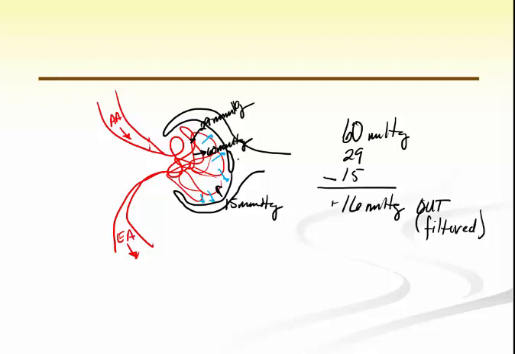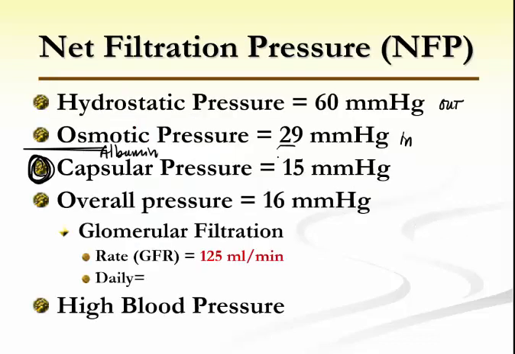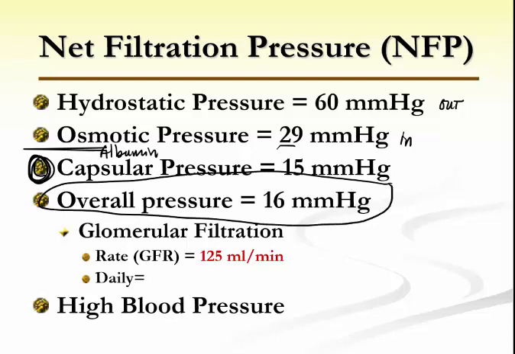And will leave the bloodstream and enter the tubular system of the nephron. So the overall pressure is going to be 16 millimeters of mercury out, collected by Bowman's capsule and routed into the tubular system. Now, glomerular filtration happens at a rate as well, so the pressure contributes to the rate. And so the rate is how fast that filtrate leaves the bloodstream over a period of time. And the normal, healthy, average rate for glomerular filtration is 125 milliliters a minute in the kidney.